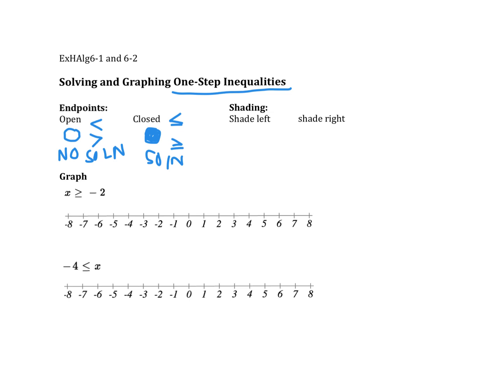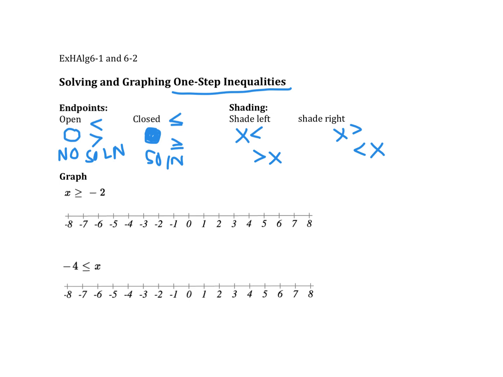We'll also have to decide each time which way we're going to shade. We're going to shade to the left if the variable is smaller than the number. So if the symbol is pointing to the variable, we'll be shading to the left. We'll shade to the right if the variable is bigger than the number. So if we have the symbol eating the variable, we'll shade to the right.